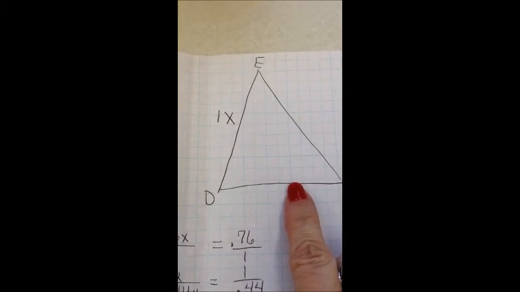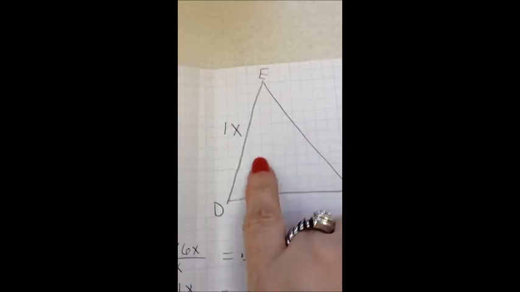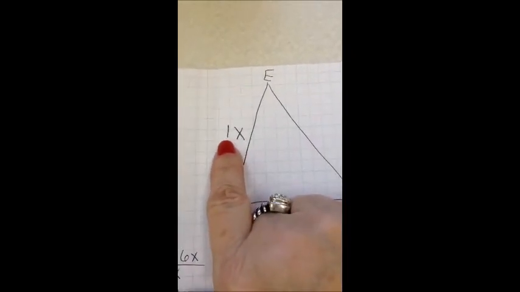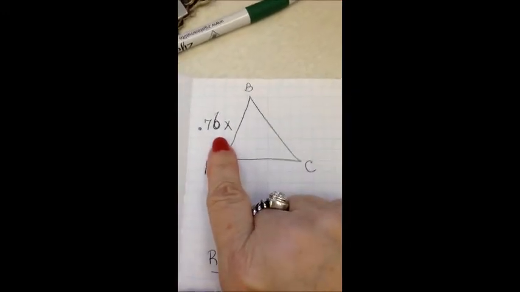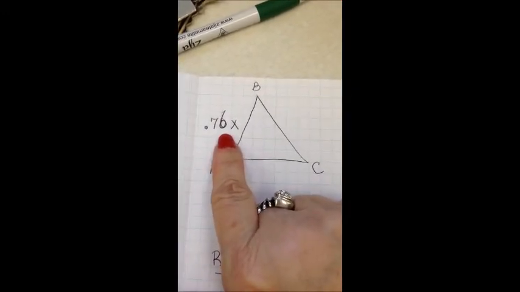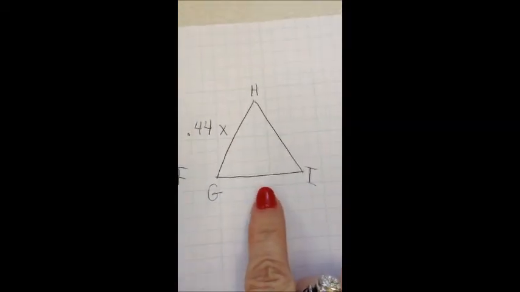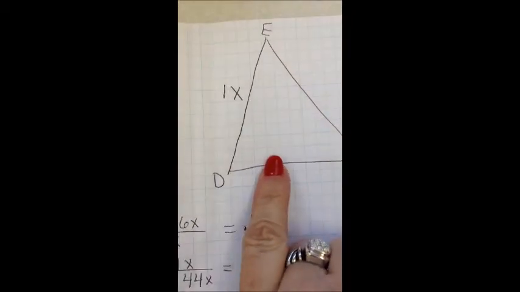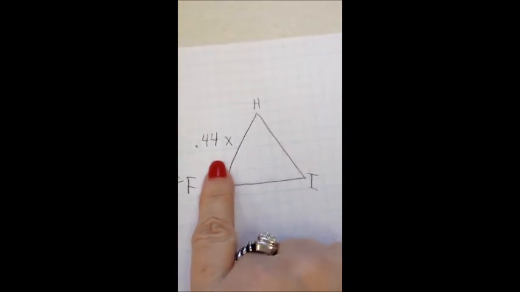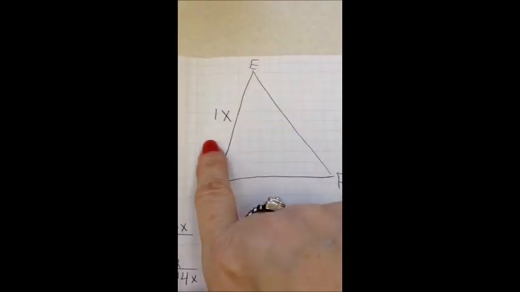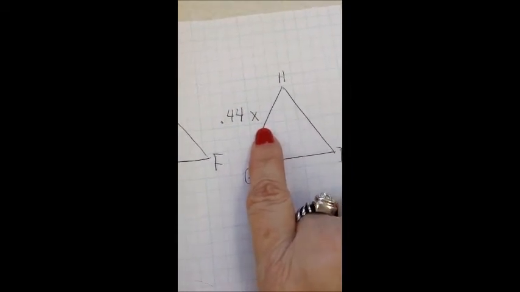of DEF. So what that says is I'm going to start out with DEF and I'm going to label it X. And I put a 1 in front of it so we understand it's just 1X. Then ABC is 76% of that, so I made a decimal and made that 0.76x. Then it indicated that GHI was 44% of DEF. So if DEF is 1x, then the side that corresponds to it is 0.44x, or 44% as a decimal.